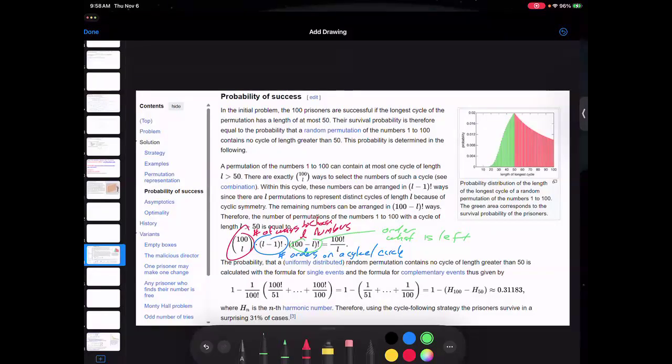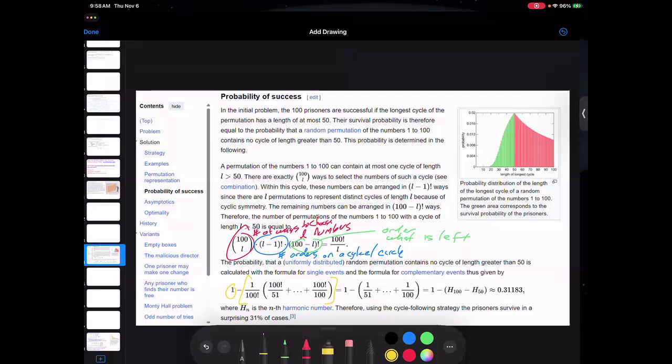And so now if we want to calculate the probability that we do not have a cycle of length 51 or greater, we take 1, which is the total probability, and then we subtract the probability we have a cycle of length 51, the probability we have a cycle of length 52, the probability we have a cycle of length 53, all the way up to the probability of a cycle of length 100. The biggest mistake people make in combinatorics or in probability is they double count an event.